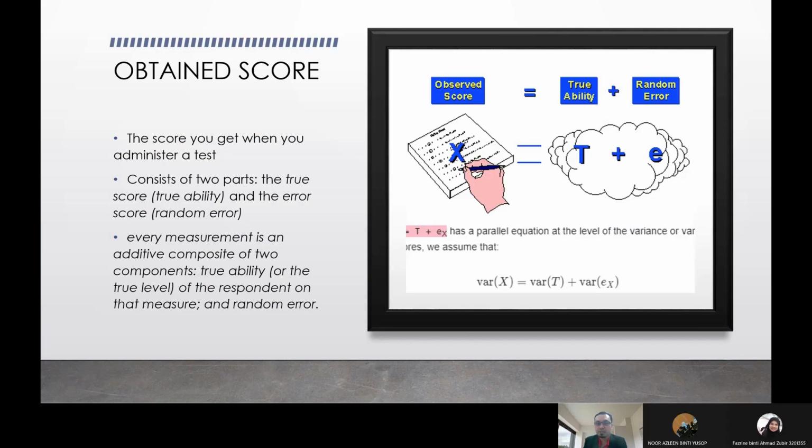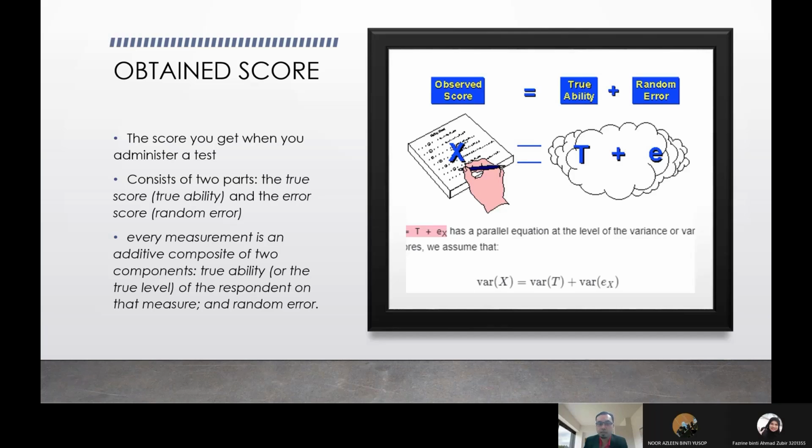Okay, what is obtained score? Okay, this picture you have seen just now by Madam Fazrine. So the score you get when you administer a test consists of two parts: the true score, the true ability of the study participant, and the error score, random error that might be due to the bias of the research. So every measurement is an additive composite of two components, which is true ability or the true level of the respondent on that measure and random error.